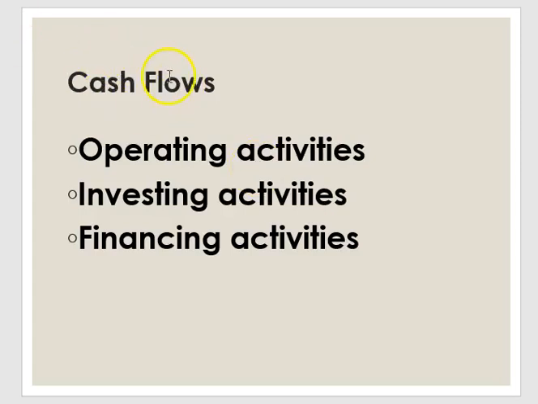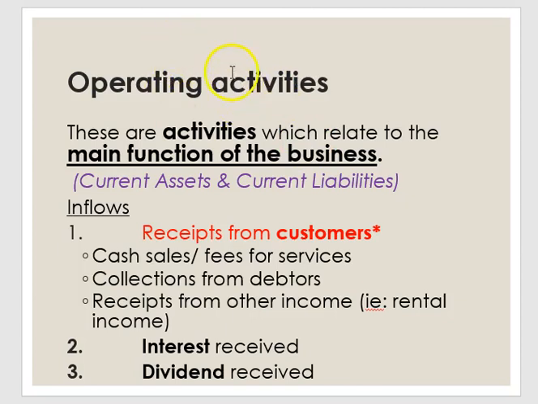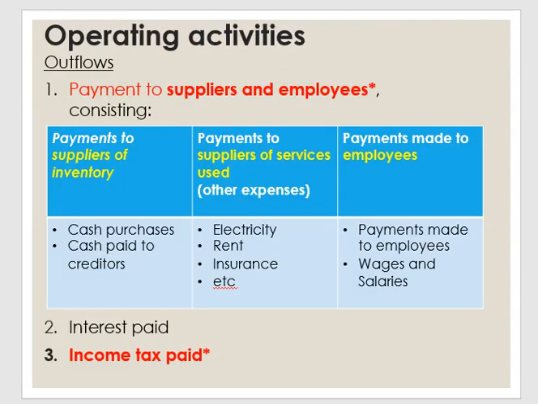So under statement of cash flow, we have three main activities, which are operating activities, investing activities, and financing activities. In this particular video, we are only looking at operating activities. Under operating activities, we record all the cash receipts and cash payments that are related to the main function of the business. Under operating activities, we have inflows and we have outflows as well.